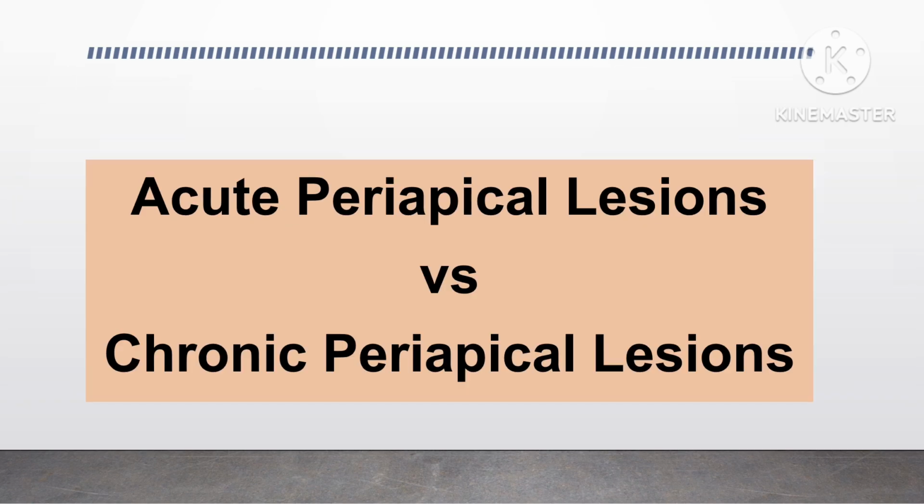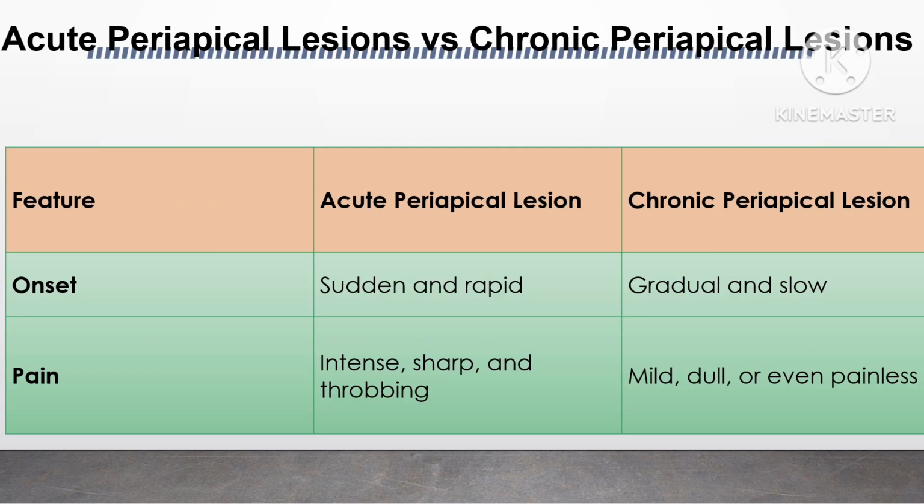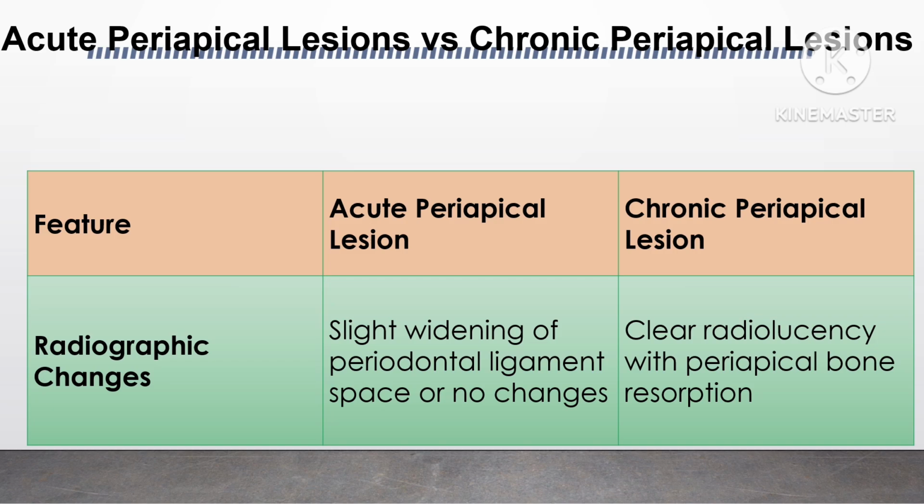Now we will discuss the key differences between acute and chronic periapical lesions. First, the onset. In acute periapical lesions, the onset is sudden and rapid, often causing immediate discomfort. In contrast, chronic periapical lesions develop gradually and may go unnoticed for some time. When it comes to pain, acute lesions are known for severe, sharp, and throbbing pain, making it difficult to ignore. Chronic lesions, on the other hand, often cause mild discomfort or can even be painless.